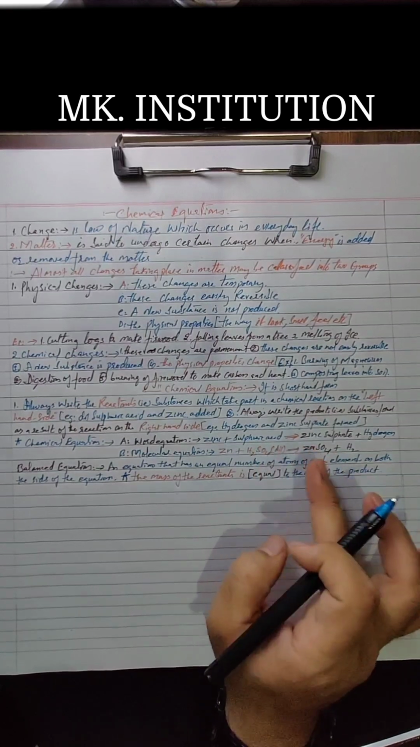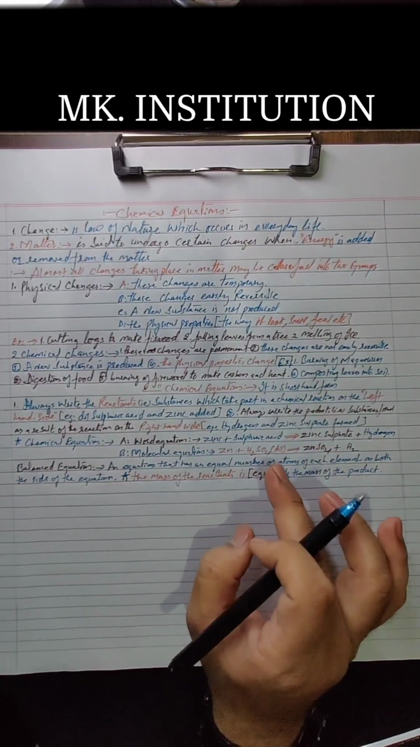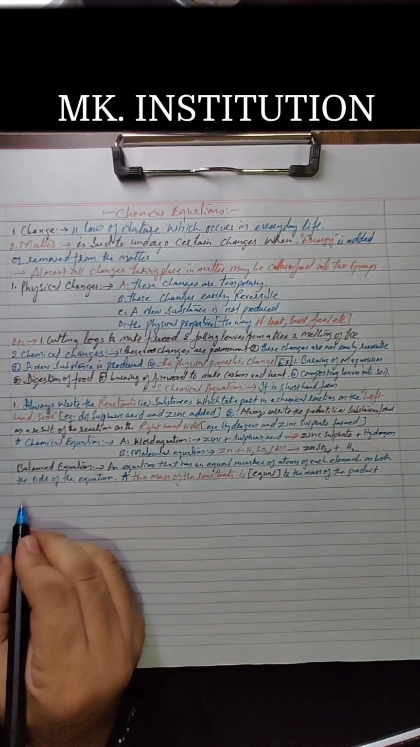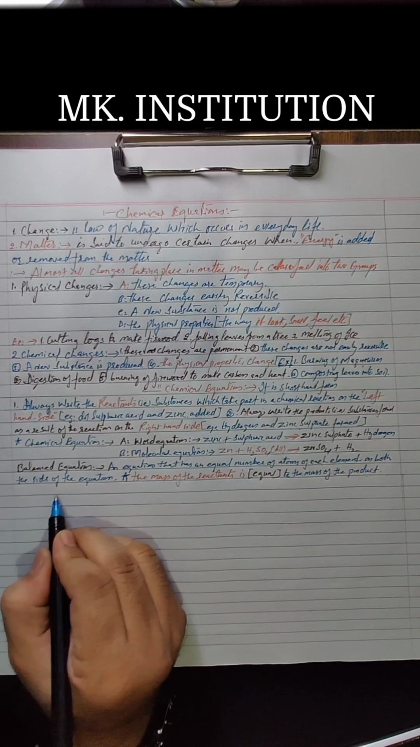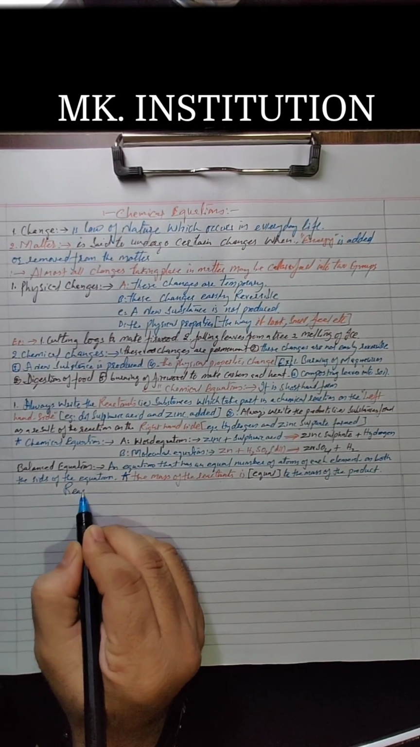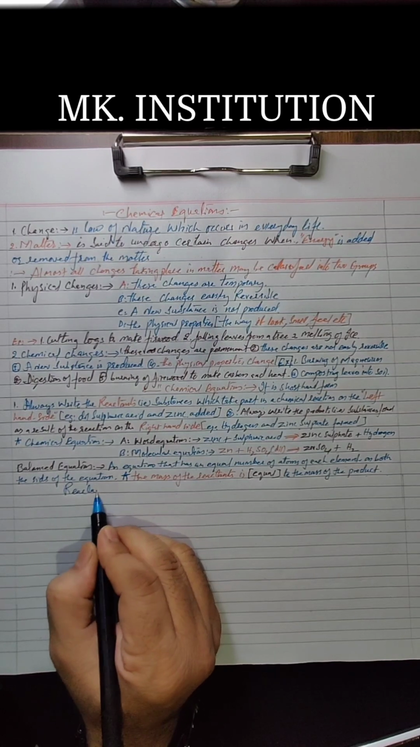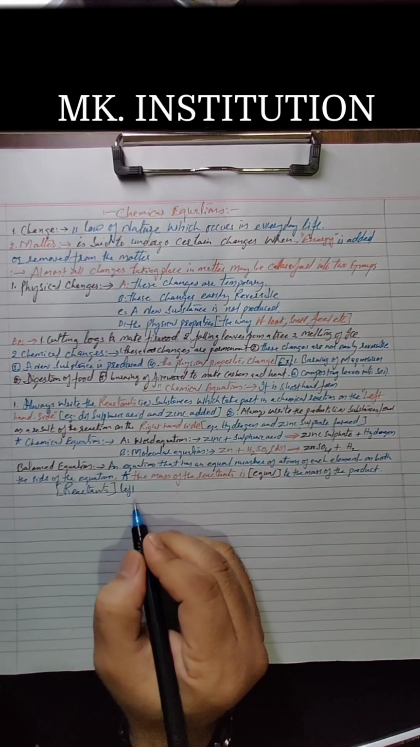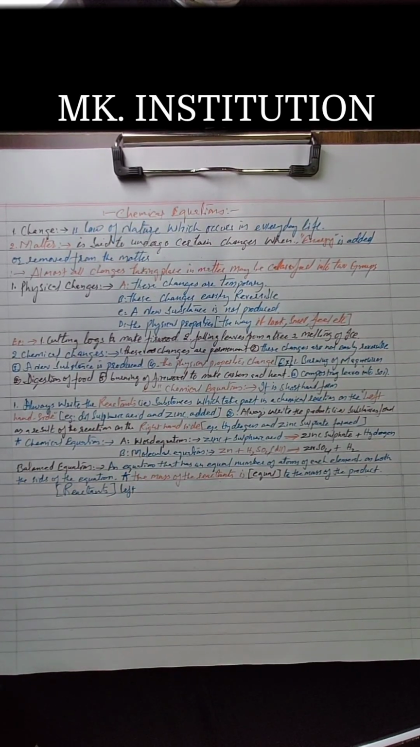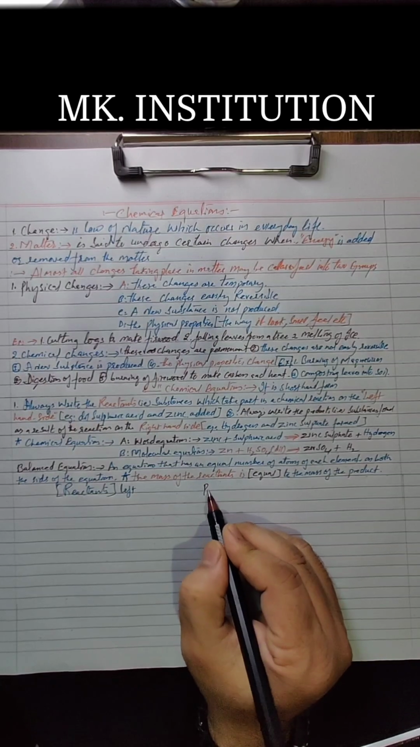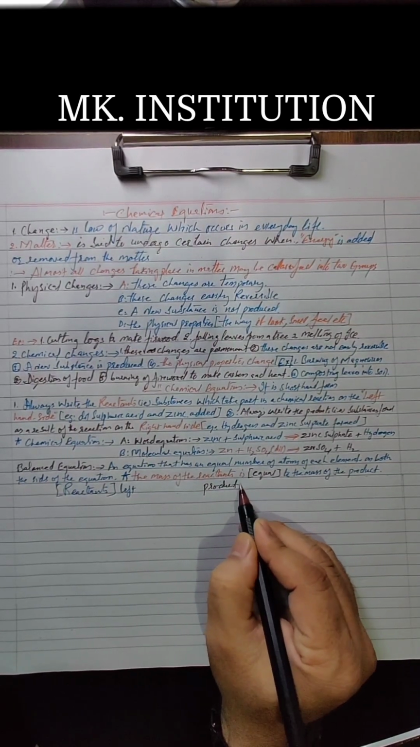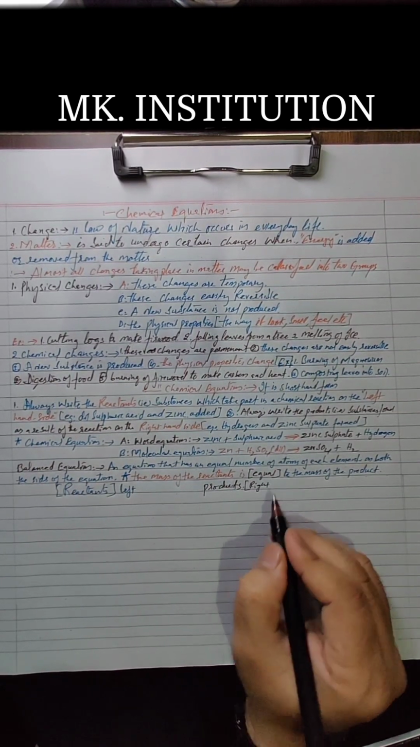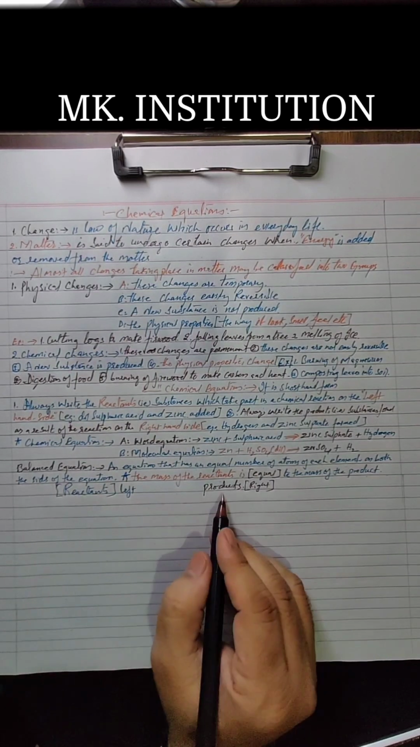If the molecules and elements on both sides are the same, that is said to be a balanced equation. Clear? Now I'll show you how it is a balanced equation. First you write the reactants. Reactants should always be written on the left side, don't forget this. And products should always be written on the right side. This is the left side and this one is the right side.